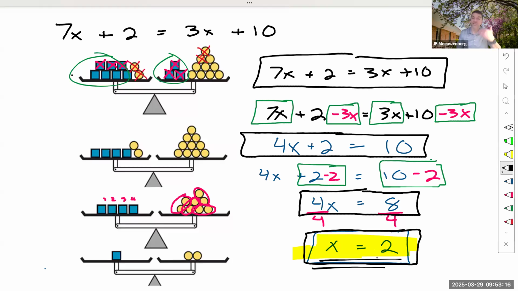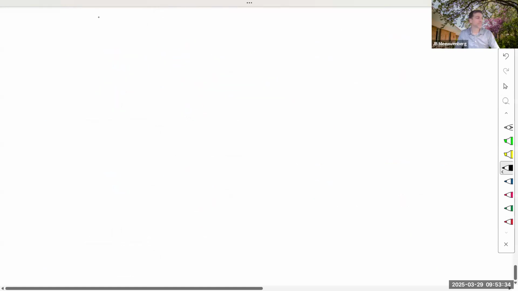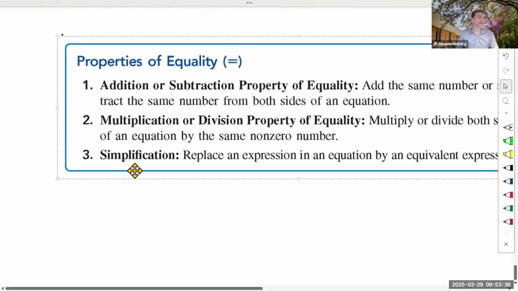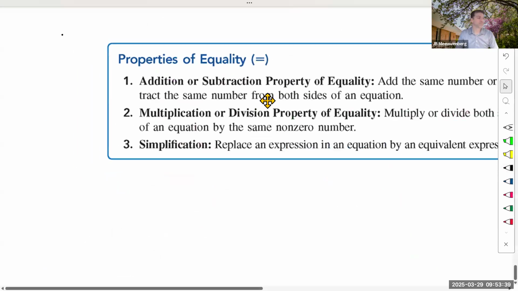Your solution is actually an equation. It says x is equal to 2. All four of those are equivalent equations. And as long as we follow these three properties of equality, then we're always going to keep our equations equivalent. So what are these properties of equality? They are these.